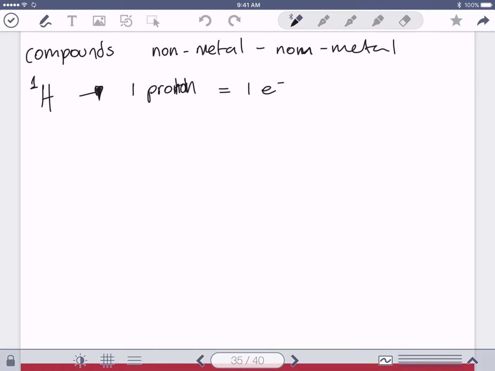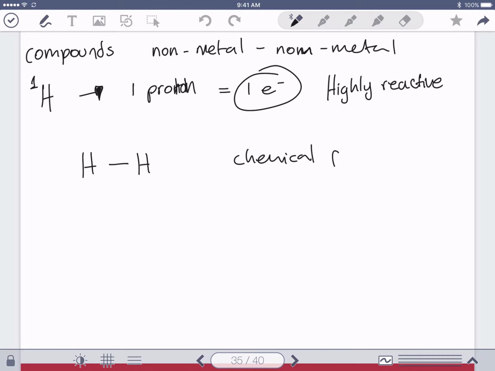In order for hydrogen to be stable, it is going to need to have a full shell, a full layer of electrons. So 1 electron by itself makes hydrogen highly reactive. That's why when we find it in nature, we find hydrogen bonded or combined with another hydrogen, and its chemical formula is H2. That's the chemical formula for hydrogen gas.